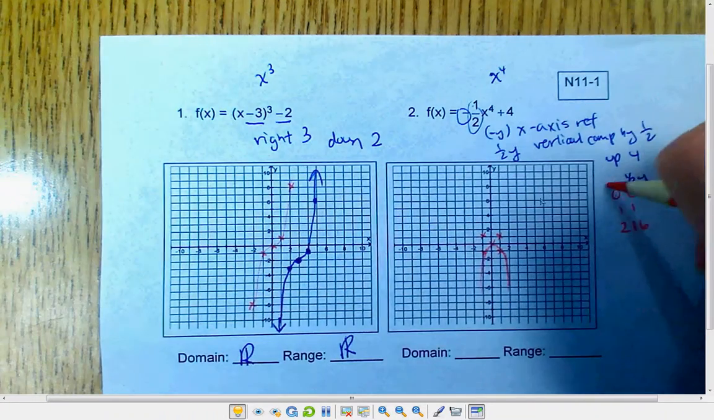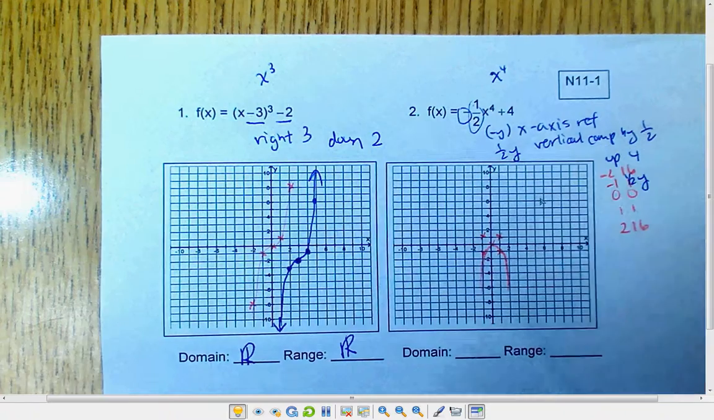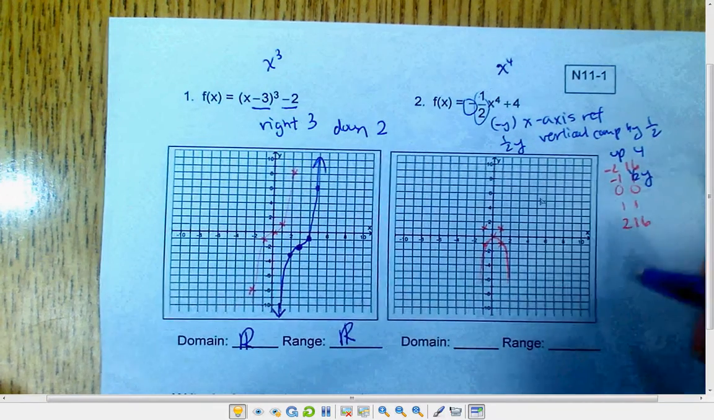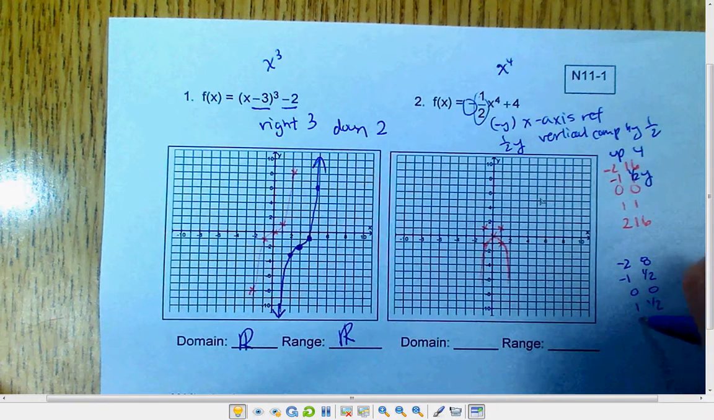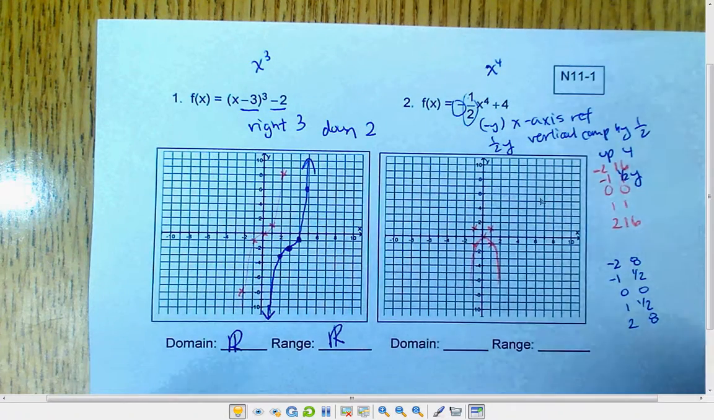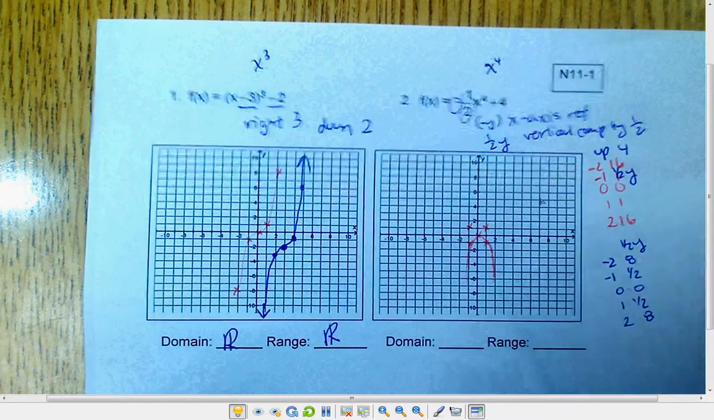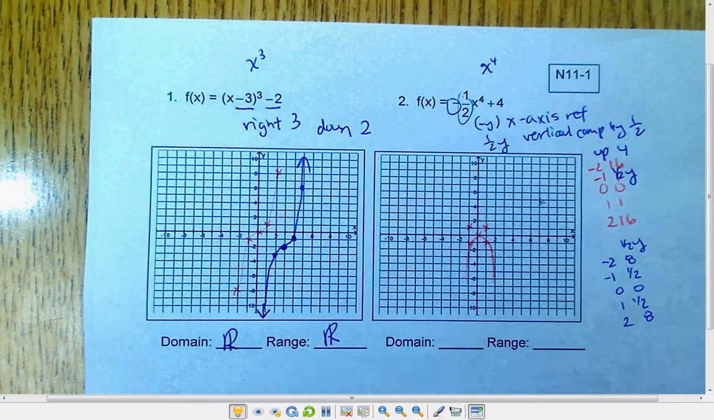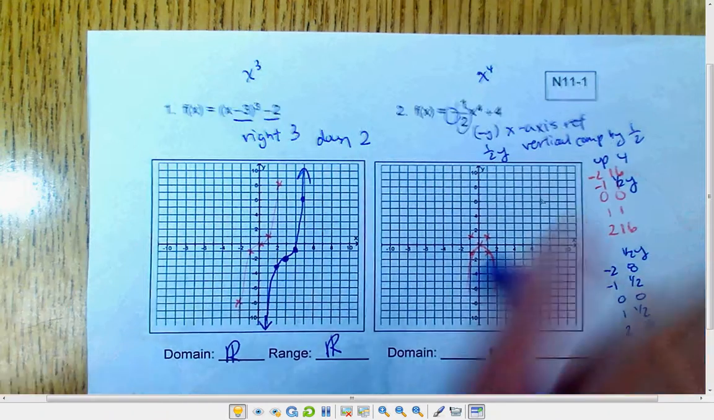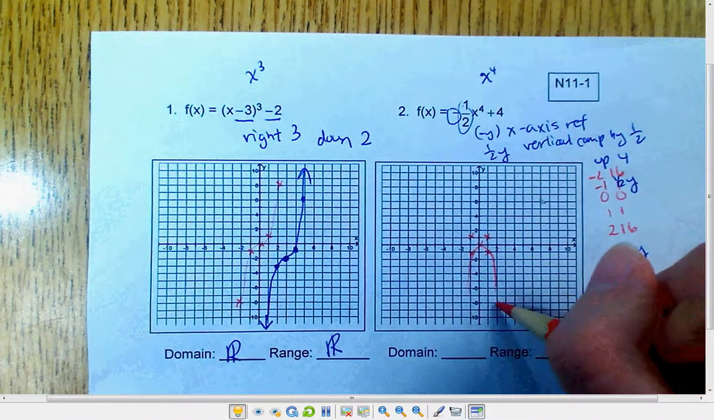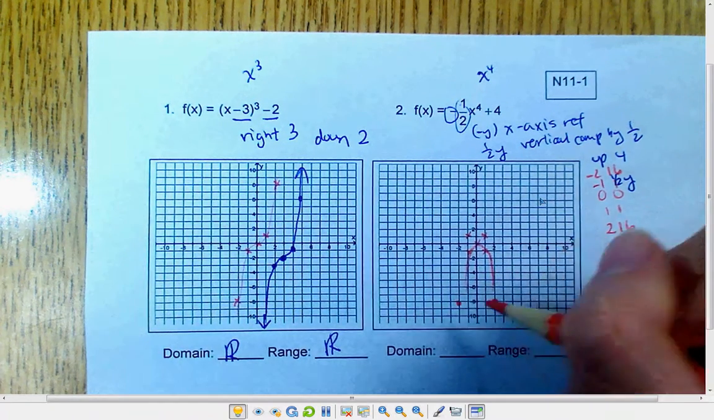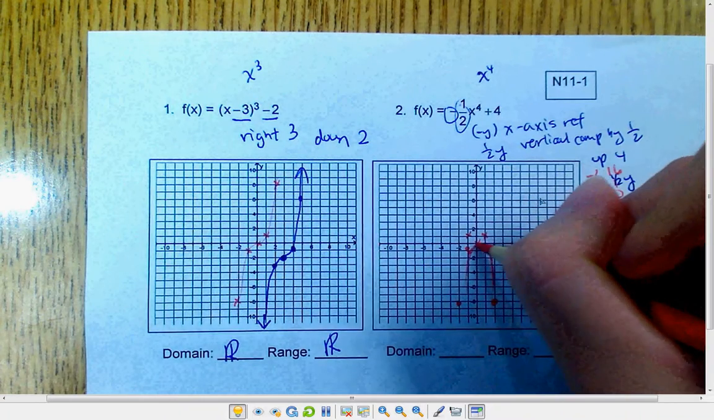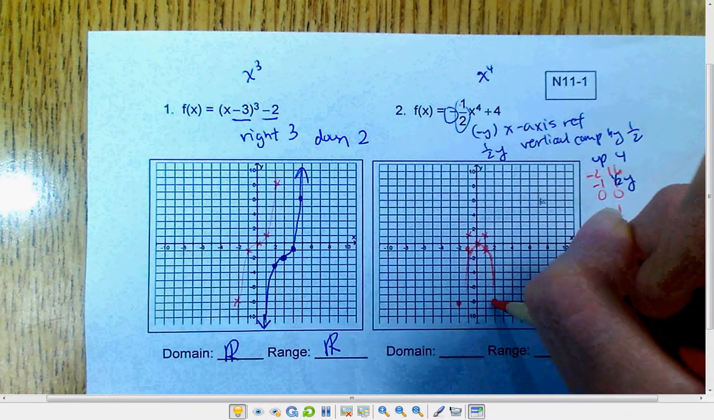So it's -1, 1, -2, 16. If I multiply all of my y's by 1/2, this now becomes -2, 8, -1, 1/2, 0, 0, 1, 1/2, and 2, 8. All right, so I multiplied all my y's by 1/2. So let's graph this. I have -2, 8, -1, 1/2, 0, 0, 1, 1/2, and 2, 8.